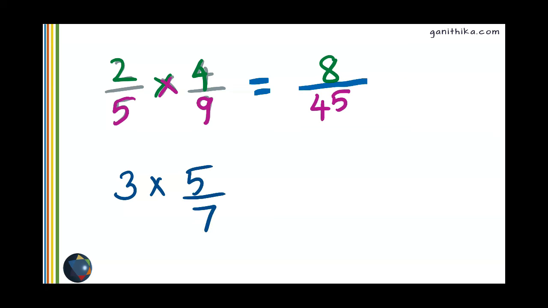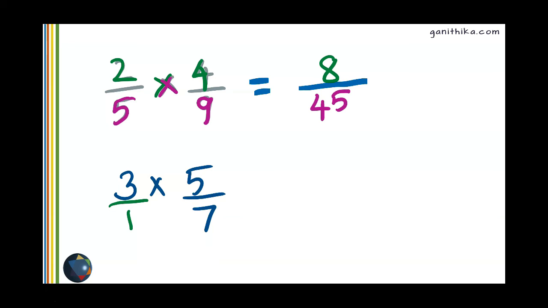Now what if the first was not a fraction, it was a whole number, but the second number was a fraction? Do you multiply 3 by 5 and 3 by 7 and write it as 15 over 21? And no, the answer is a big no. You are not supposed to multiply 3 by 7. What is this 3? 3 is nothing but 3 over 1.